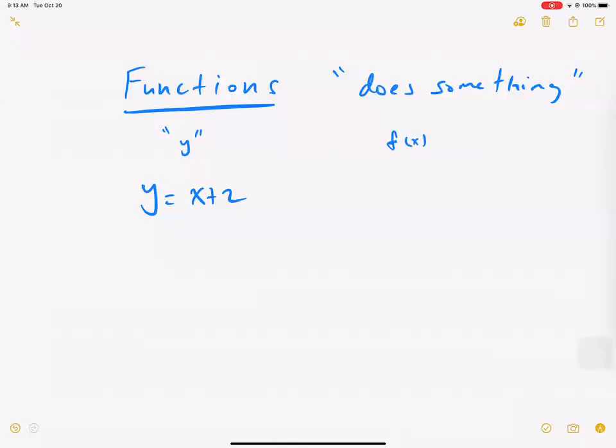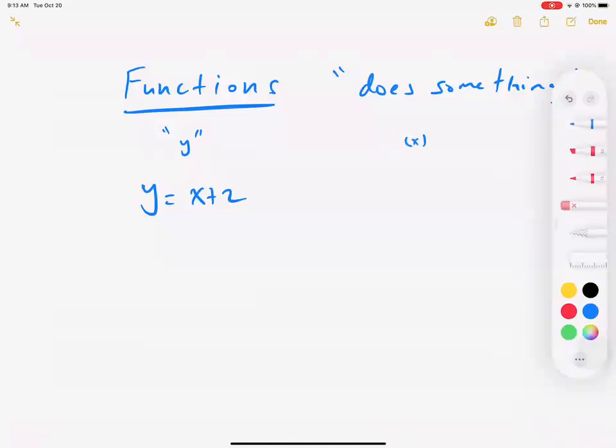This is the letter f. F of x. So maybe in 8th grade you've seen this before, but the idea is these two ways of writing a function are actually the exact same thing. They mean the exact same result. And we'll talk about today what the difference is, and definitely they are similar and they're pretty much the same, and just notation's a little different.